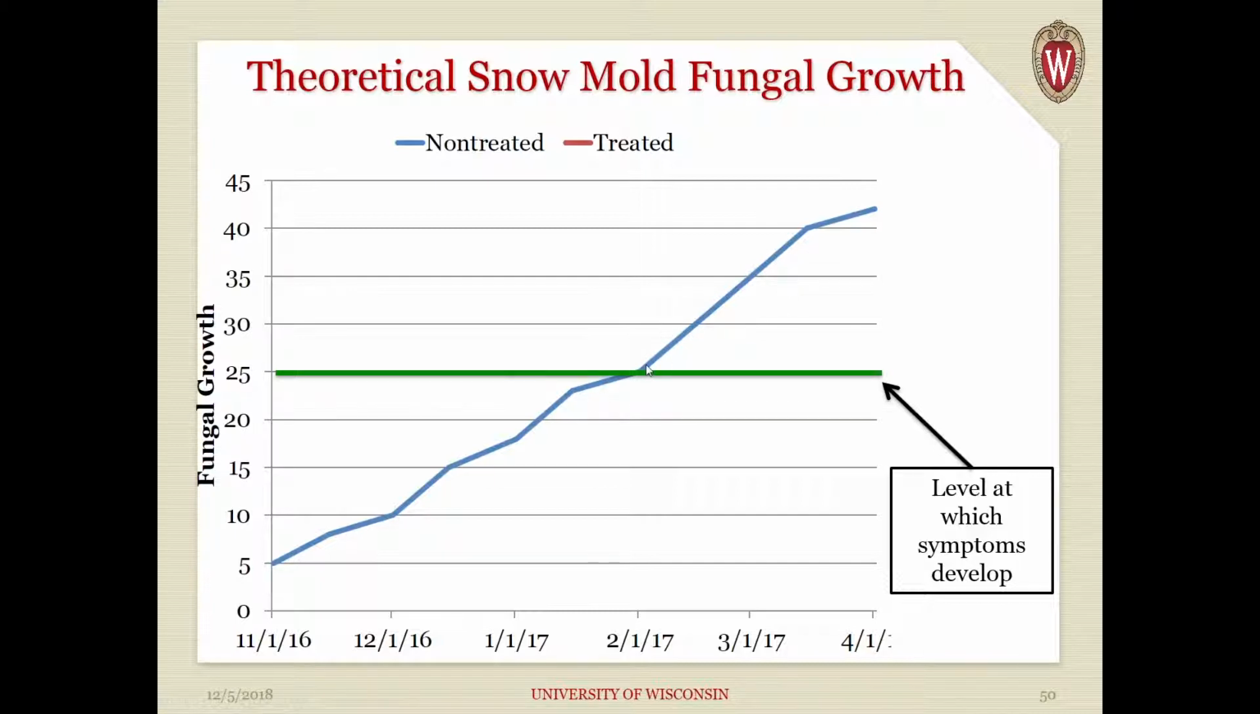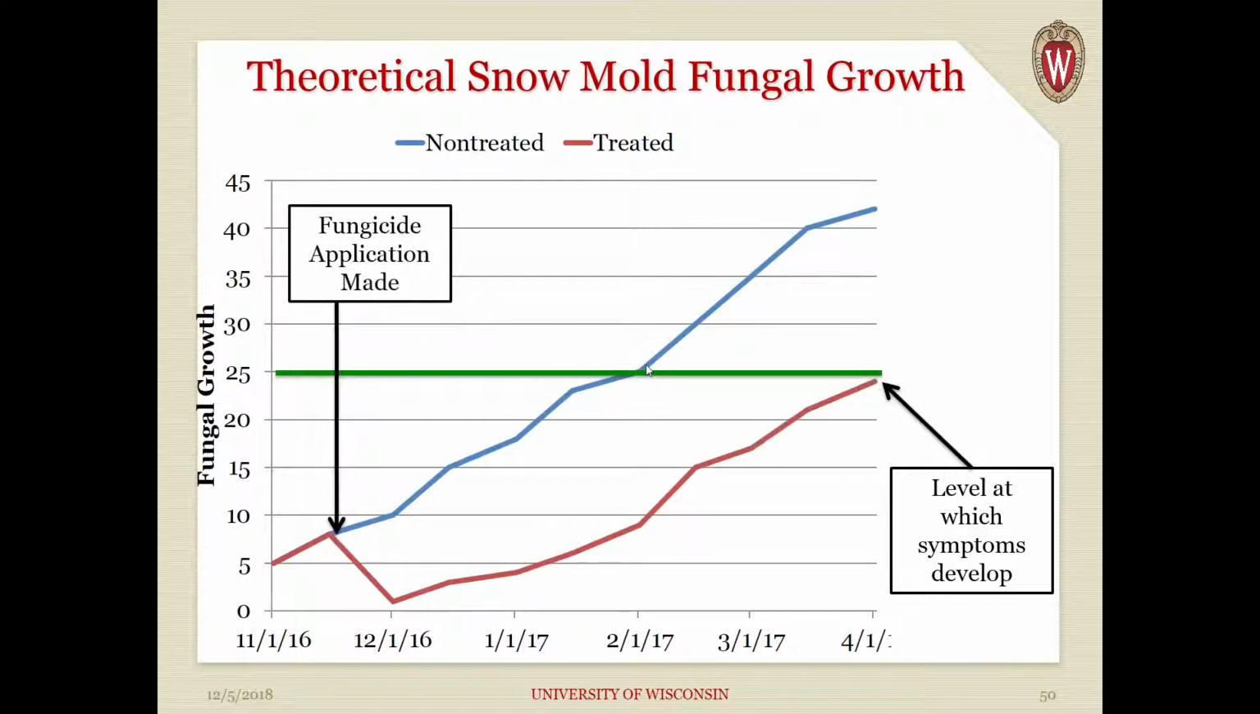Now let's see what happens with a treated plot. If we spray a snow mold application here somewhere in mid-November, we have knocked back the fungal population. Even though it's not snow-covered, those snow mold fungi are starting to wake up and grow, and if they're actively growing, we know that the application of the fungicide is going to have an impact on the fungal population.